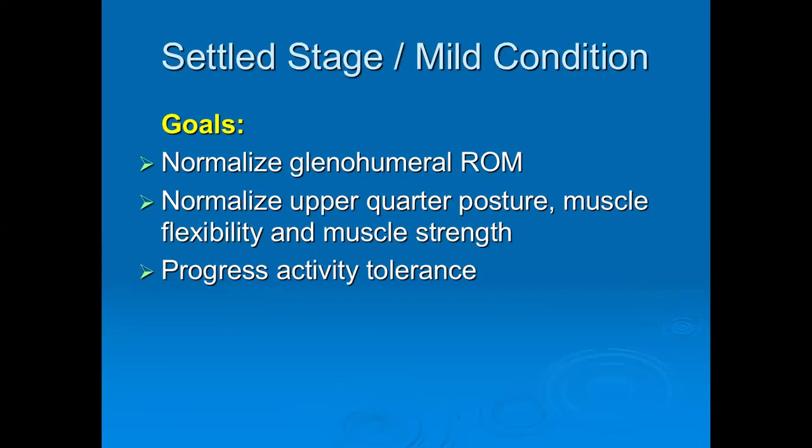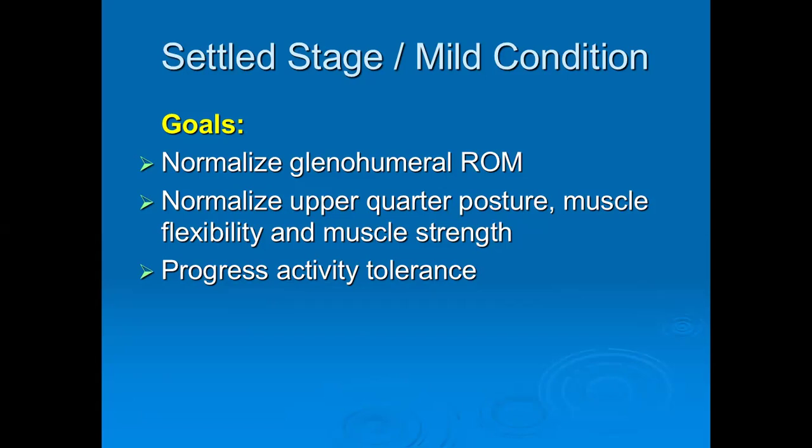Now, if the patient is in the chronic state, in the mild condition, and all the symptoms are at a mild intensity stage, our goal would be to decrease that stiffness and to normalize the glenohumeral range of motion, to normalize the upper quadrant posture, specifically the positioning of the scapula, the muscle flexibility, specifically the upper trap and serratus anterior, and the muscle strength of the muscles surrounding the scapula.